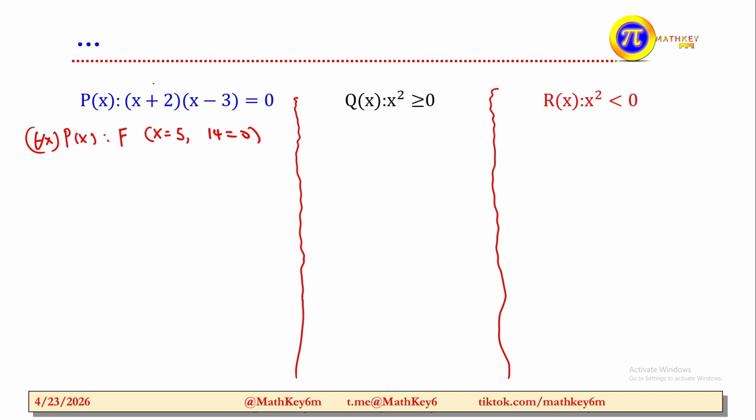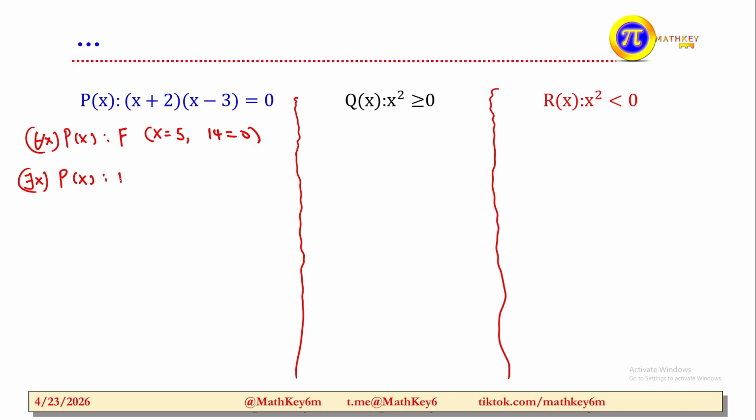Thus 0 solves these two factors, since these are the factors of p of x. ይሄ ሁለት ፋክተር አለ x plus 2 እና x minus 3 ስለሆነ 0 መሆን የሚችለው መቼ ነው? x negative 2 ሲሆን ወይም x is equals 3 ሲሆን ከዛ ውጭ መሆን አይችልም. So it is false. If we say there exists at least one x, p of x, is it true or false? Yes, it is true.